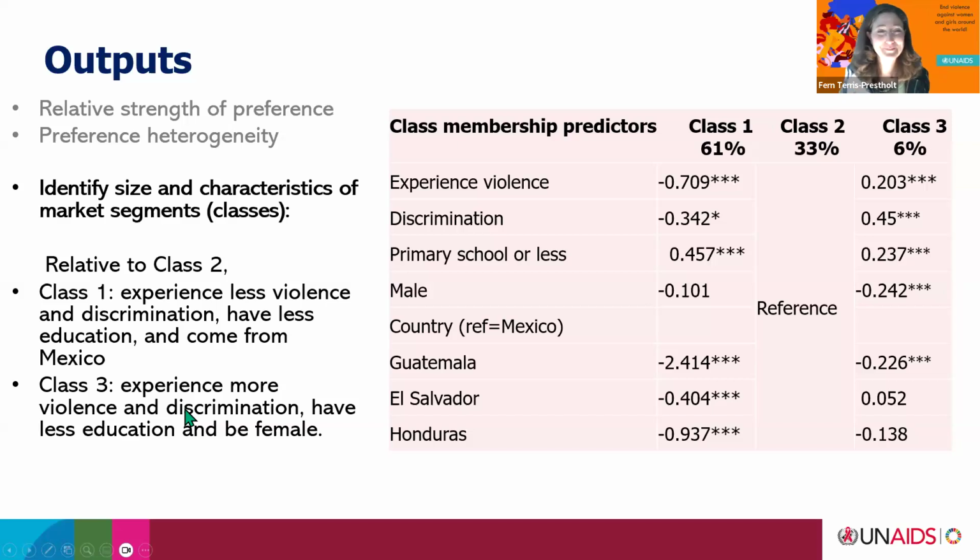Then based on that, we can understand how large and how important these different classes are. If we can only do one model, do we want to reach the largest group, class 1, 61%? Or do we want to reach the most vulnerable group? For example, class 3, we actually had three groups here, that has high experience of violence, discrimination, lower education, more likely to be women, but they're only 6% of the women. So this helps us to really understand preferences across classes.